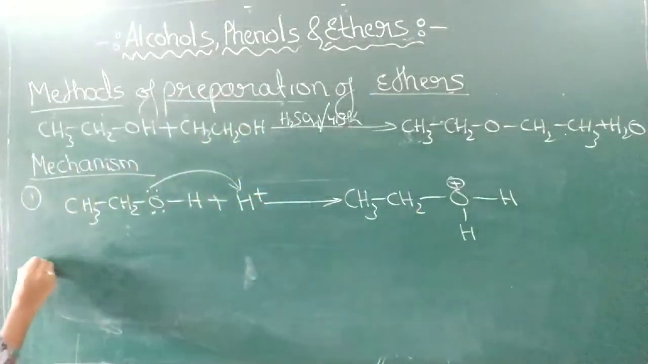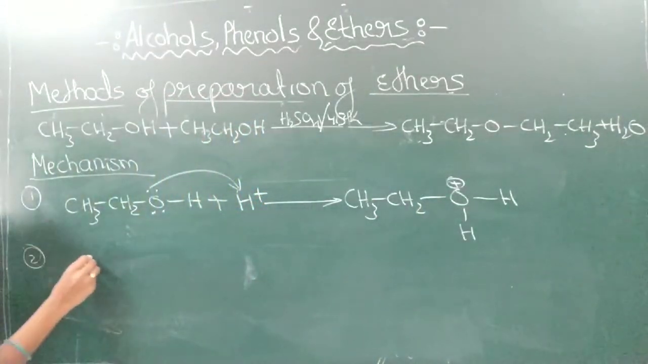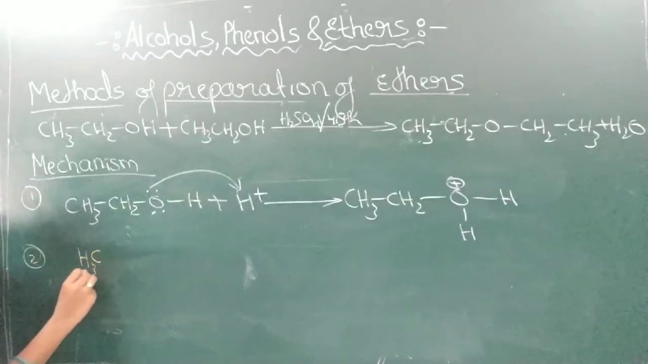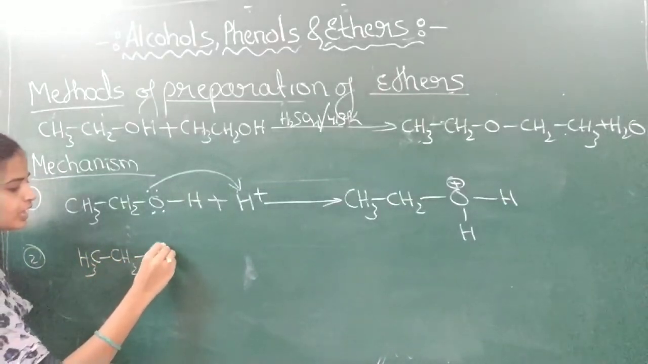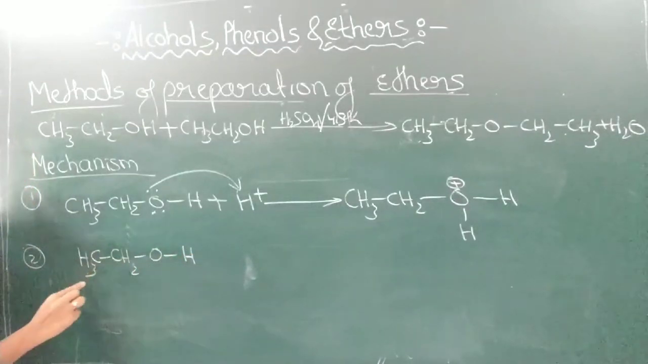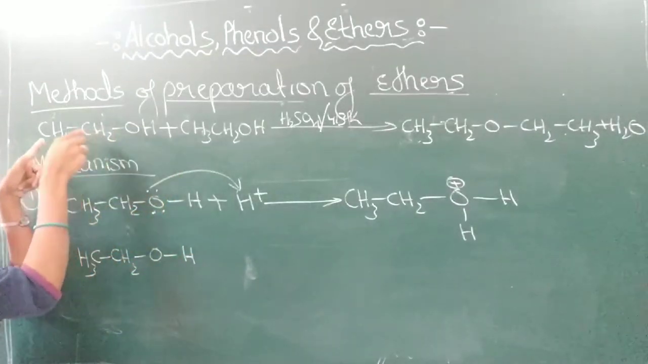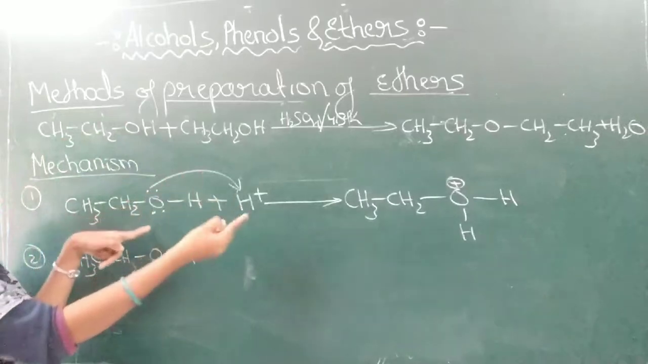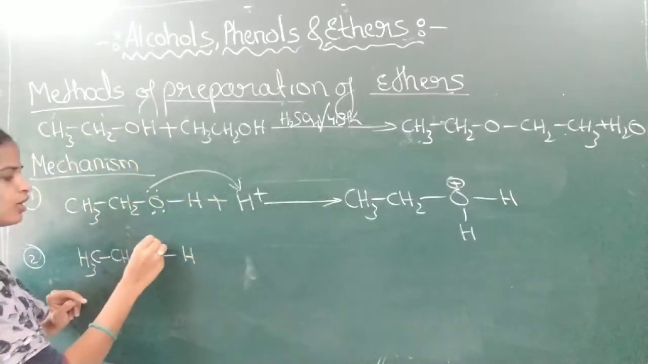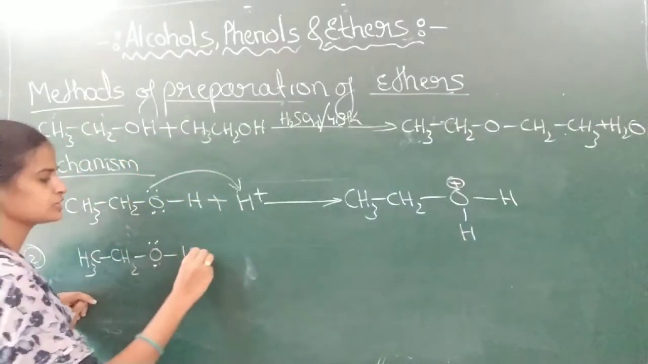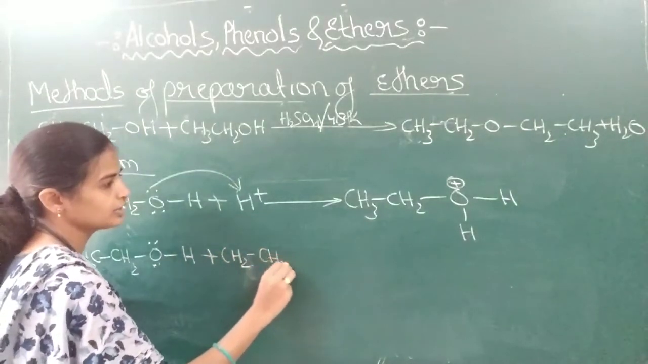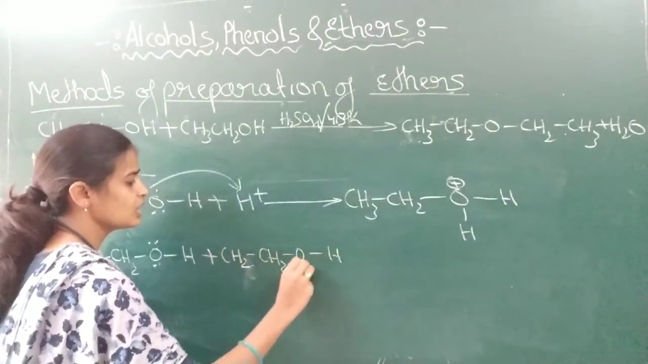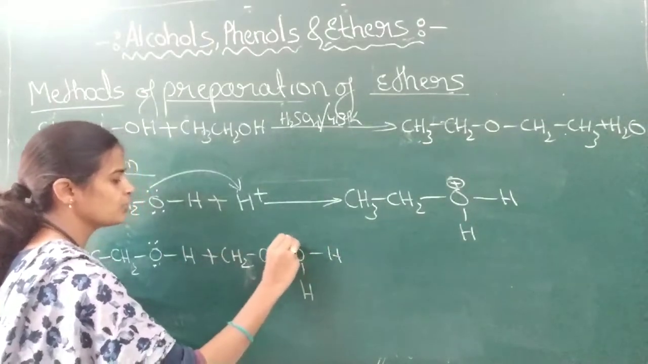In the next step, what happens? To this protonated alcohol, CH3CH2OH. Where did this alcohol come from now? One molecule I have used here, and another molecule of alcohol which has the lone pair of electrons on the oxygen atom. And this is the product we got in the first step, protonated alcohol. It has got the positive charge.